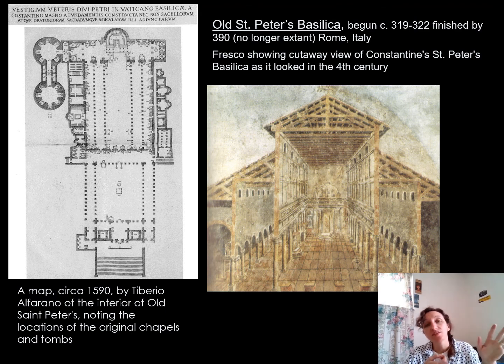All right, this is Old St. Peter's Basilica. This was the first church that was built as a church, from start to finish. So the Basilica of Maximus and Constantine was not started as a Christian building. It was started by Maximus, who was not a Christian. So here we have, this building no longer exists, just so you know, but here we have a fresco of a cutaway view of the building.